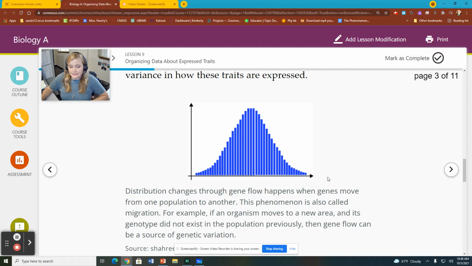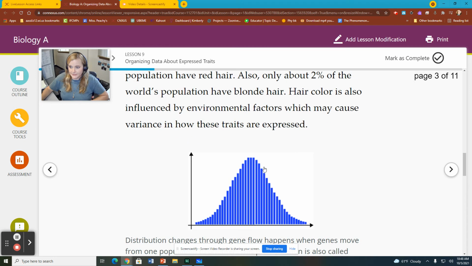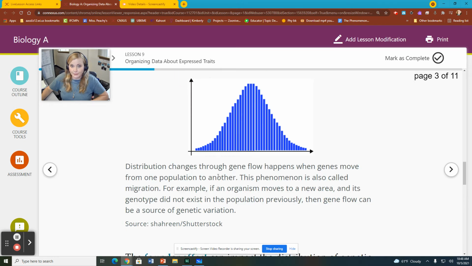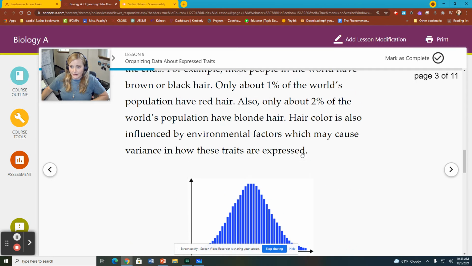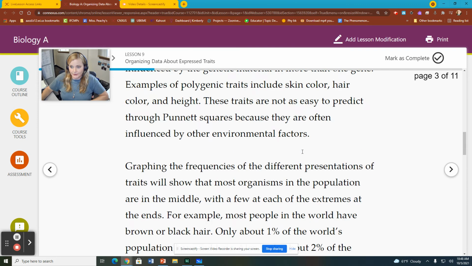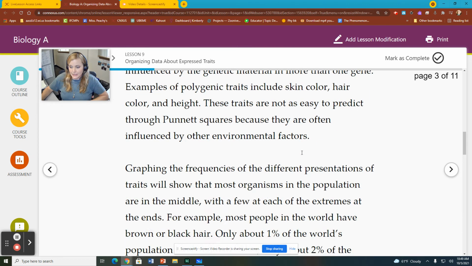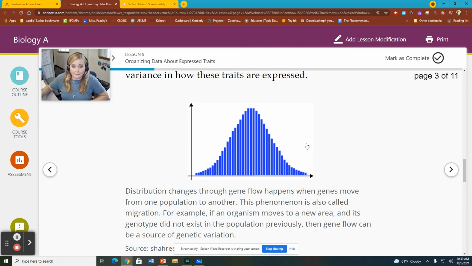And what they use as an example is hair color globally, which is a huge population, right? So globally, most people have brown or black hair, so they're represented by the peak of the bell curve. Very few people, only 0.1% and or 1% and 2%, have blonde and or red hair. And so they are represented by the ends of this bell curve, right? So most traits we find kind of follow this bell curve.